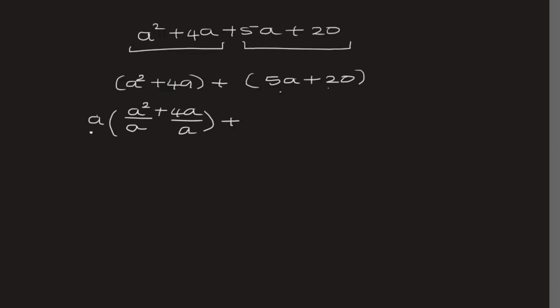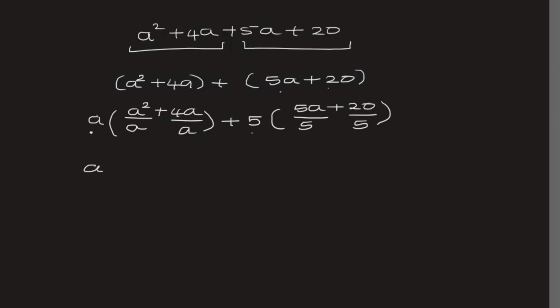So the highest common factor here is 5. Open a bracket, write 5a plus 20. Then we divide it by the highest common factor, which is 5. So we say over 5, then we say over 5. So what are we going to have?